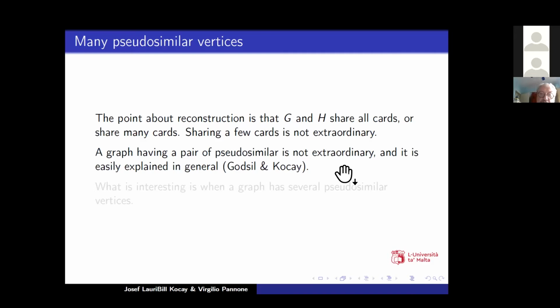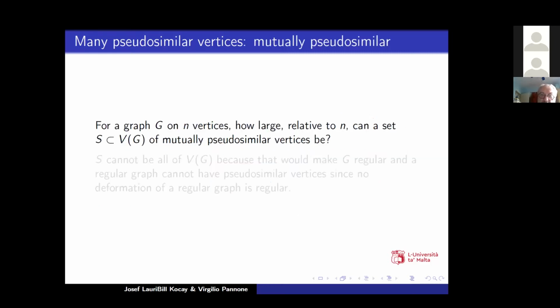Rolle's theorem of Wurzel and Coquet. What is interesting, to make this similar to the reconstruction problem, is when a graph G has several pseudosimilar vertices, not just a pair. For example, one way in which it can have several pseudosimilar vertices, and I'm not going to discuss this problem further, it's a difficult problem, is how large can the size of S, a subset of V, be relative to N, the size of V, such that the vertices of S are mutually pseudosimilar.